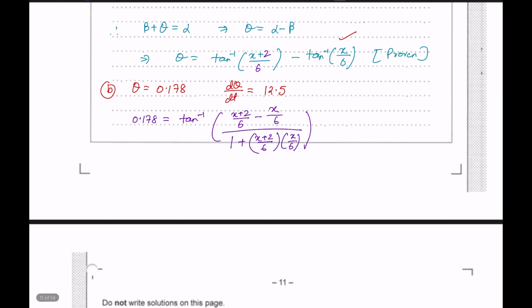Now, I can take tan on both sides to get rid of this. So tan of 0.178 would be, (x plus 2) by 6 minus x by 6, which is 2 over 6, divided by 1 plus (x squared plus 2x) over 36.